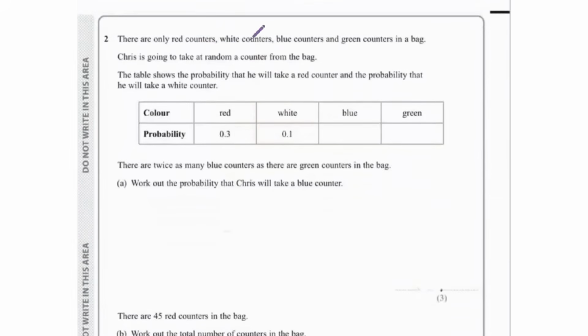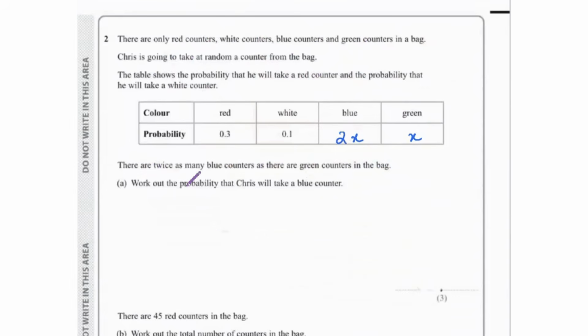Then there are only red counters, white counters, blue counters, and green counters in a bag. Chris is going to take a random counter from the bag. The table shows the probability that he will take a red counter and the probability that he will take a white counter. There are twice as many blue counters as there are green counters. So if there are x for green, 2x for blue, because there are twice as many blue counters as green counters.